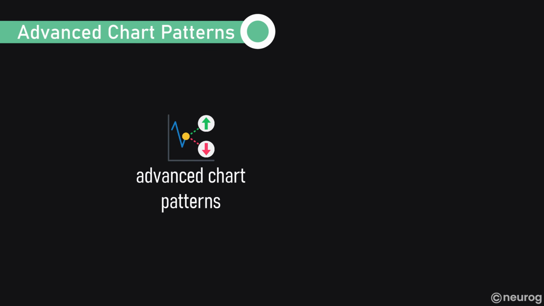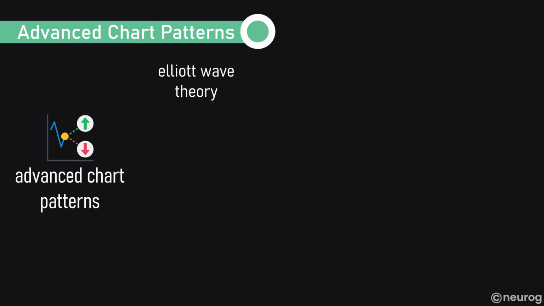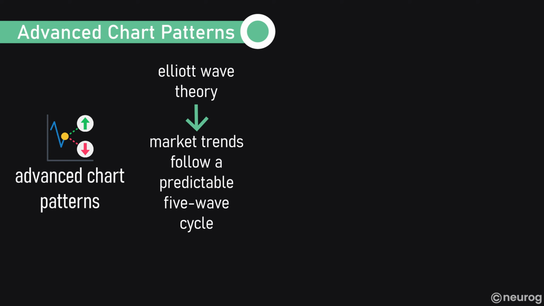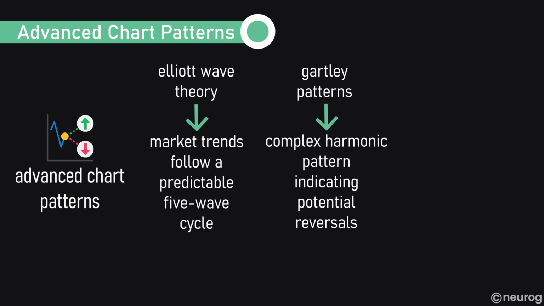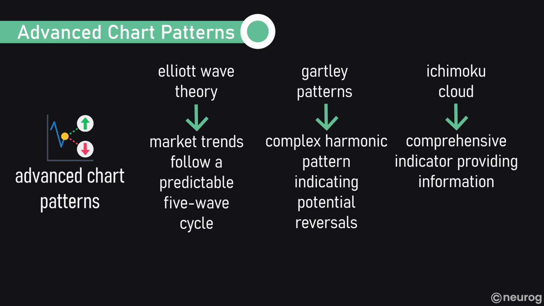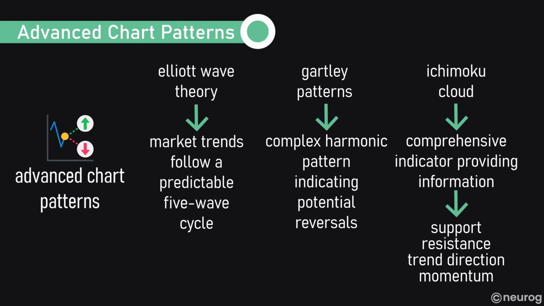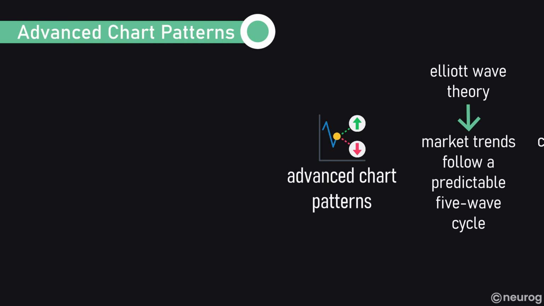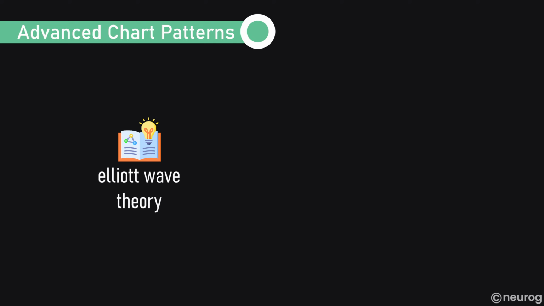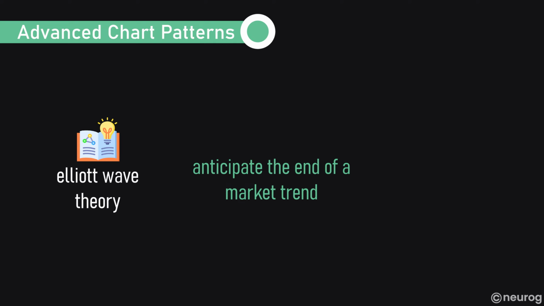Advanced chart patterns include the Elliott wave theory, which proposes that market trends follow a predictable five-wave cycle, Gartley patterns, a complex harmonic pattern indicating potential reversals, and the Ichimoku cloud, a comprehensive indicator providing information on support, resistance, trend direction, and momentum. For example, a trader might use Elliott wave theory to anticipate the end of a market trend and prepare for a potential reversal.